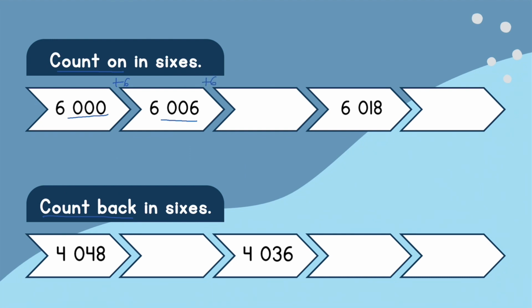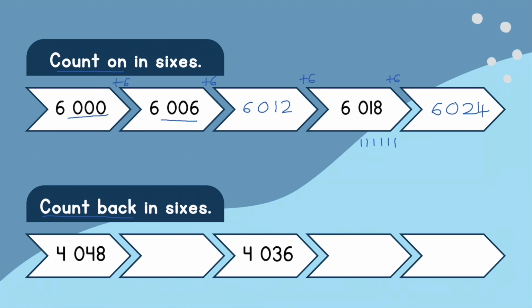Then we need to add 6 again. So 6 plus 6 is 12. So the third number will be 6012. And then counting in 6, 12 plus 6 will be 18. So that's why the fourth number is 6018. To get the fifth number, we need to add 6 again. So 18 plus 6 will be 19, 20, 21, 22, 23, 24. So the fifth number will be 6024. So this is count on in 6.